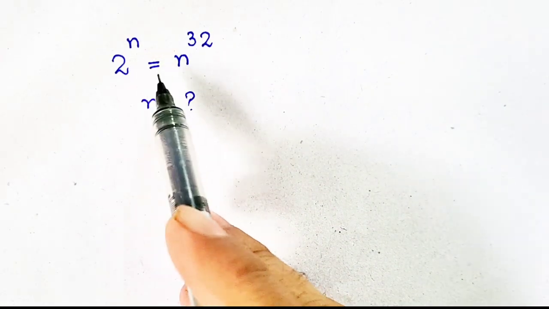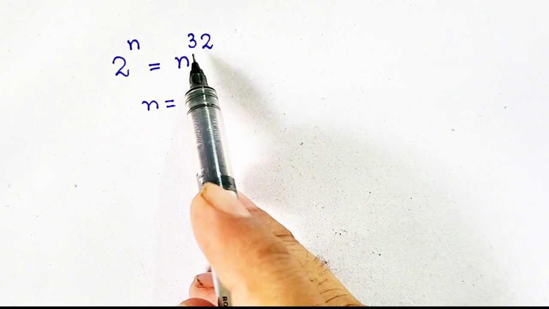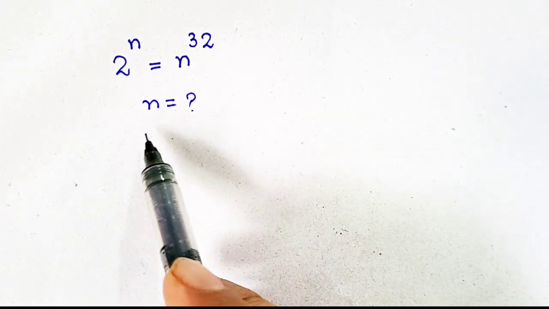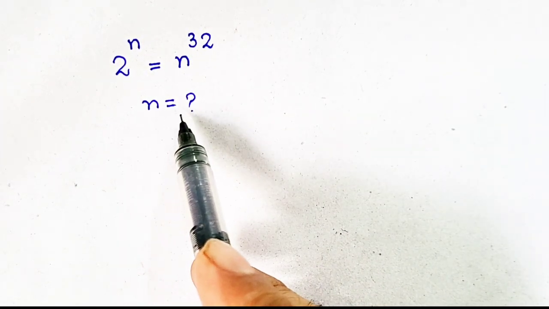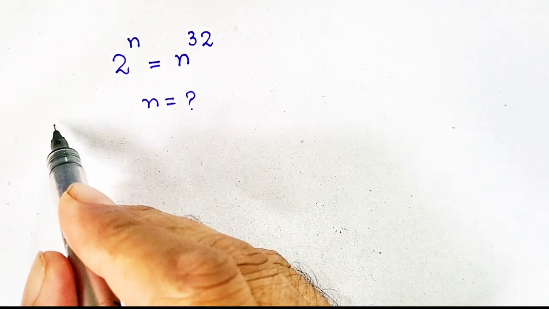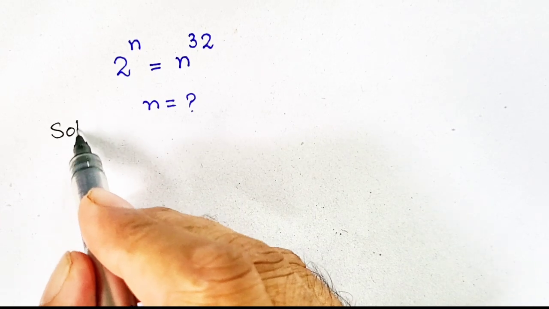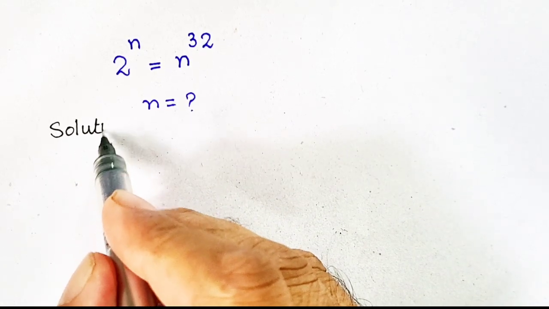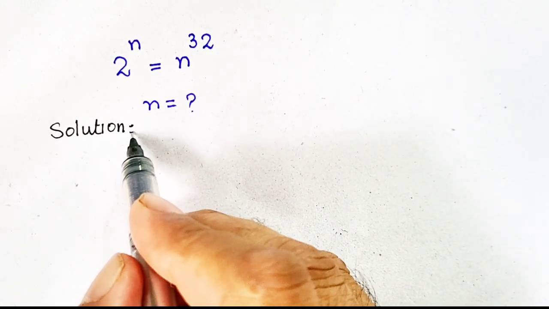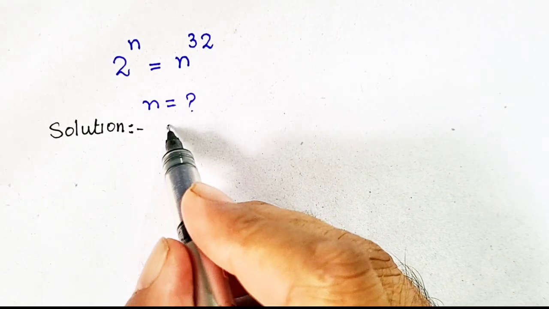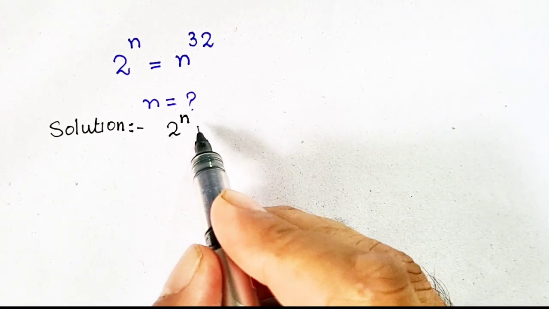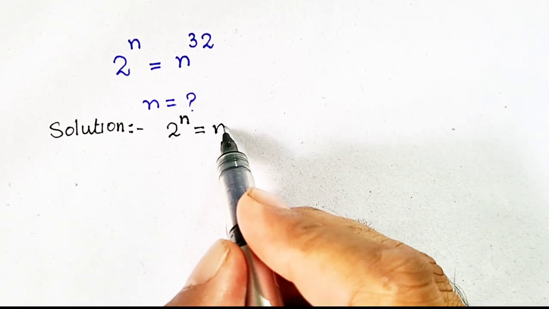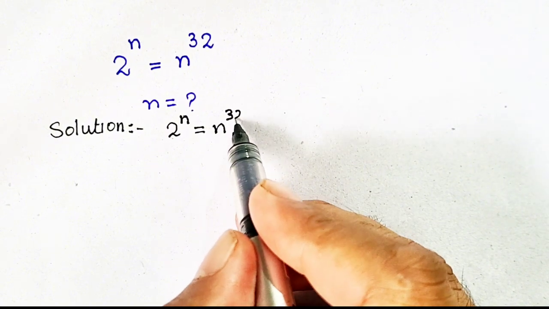2 raised to power n is equal to n raised to power 32. Then we have to find the value of n. Let us find its solution. It's a tricky math challenge for you. So we have 2 power n is equal to n power 32.